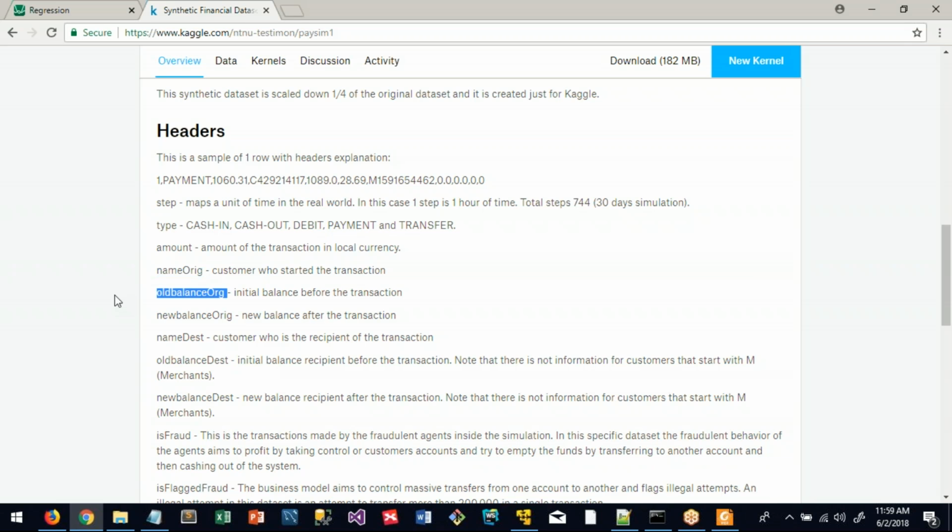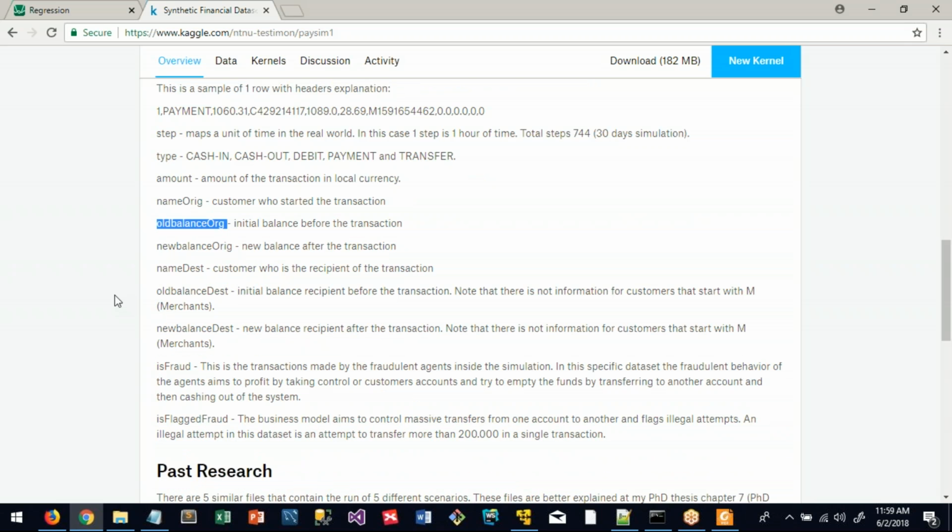The other thing is about the old balance origin, which simply means the initial balance before the transaction happened, and the new balance is after the transaction which happened. Now, usually this will have a relationship between type and the old balance and the new balance origin. You can draw those regression equations here. You can even find the correlation between them here.